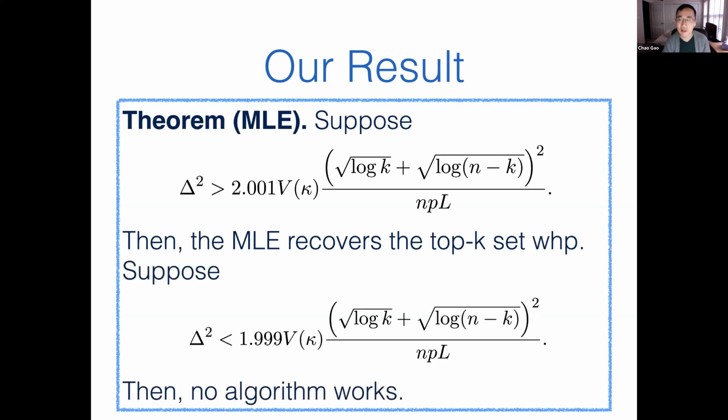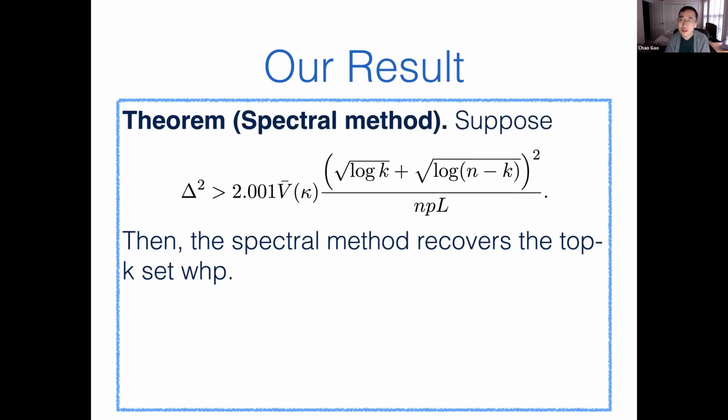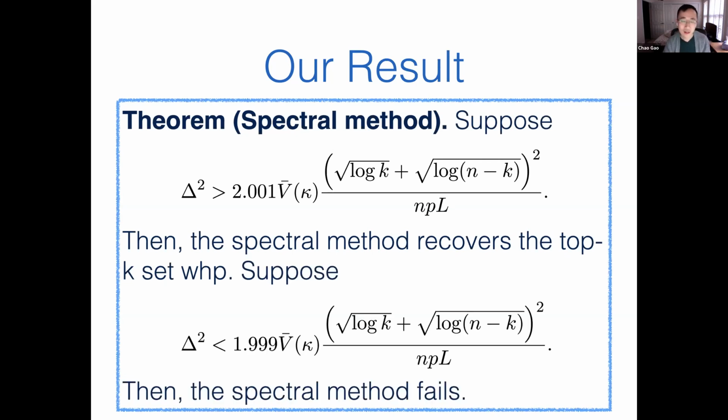And we also have a matching lower bound saying that if delta squared is less than 2 times V times this ratio, then no algorithm is going to work. So MLE is not only rate optimal, it achieves this exact constant. Okay, and the spectral method requires a different constant, right? The condition for the spectral method just replaces the previous V by V bar. And we also have a lower bound saying that if this condition is not satisfied, then the spectral method will fail.